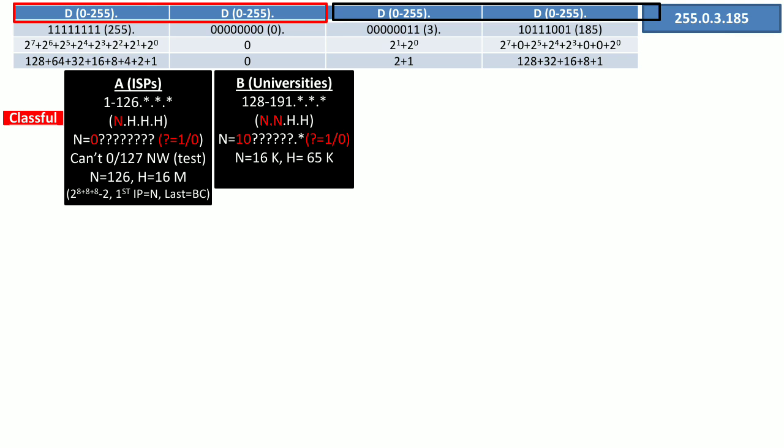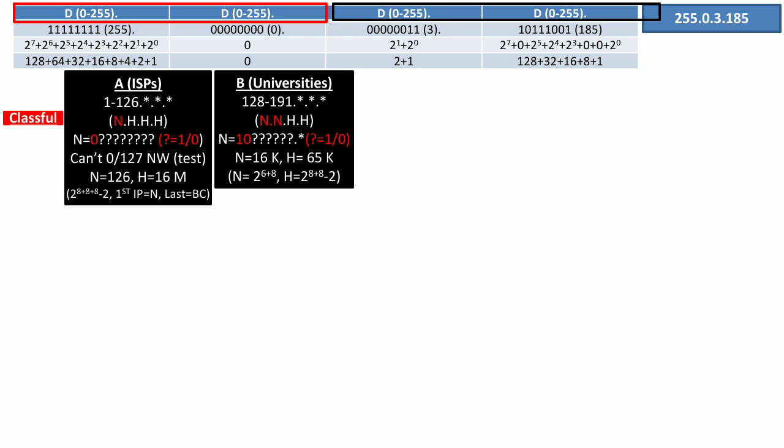there are around 16,000 networks, and in each of these 16,000 networks there are around 65,000 hosts. So this is the calculation of the networks and the hosts. Since the first 2 bits in the first octet are static, we have 6 bits in the first octet and 8 bits in the second octet for network addressing, making up a value of 16,000.